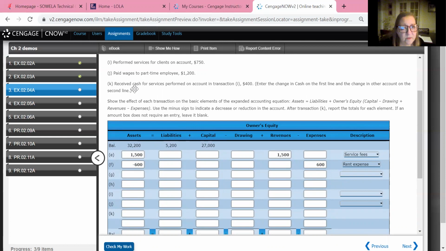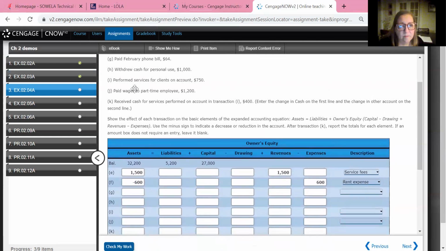And then the next one, G, paid February phone bill. We paid something. That means cash went out. As soon as you see the part you know, just enter that. You don't have to do it in a certain order. It doesn't have to be the assets first, but if you know that if you paid something, that's decreasing your cash. And the one that I always do first is the one that makes the most sense to me. It's the most logical right away.